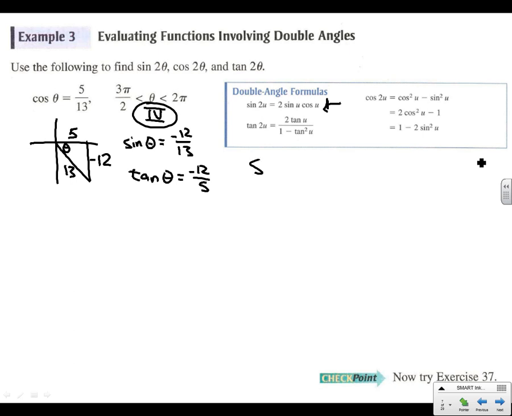So let's just plug things in now. Sine of 2 theta is going to be 2 sine theta cos theta. I'm just going to grab them and plug them in. Sine is negative 12 over 13.